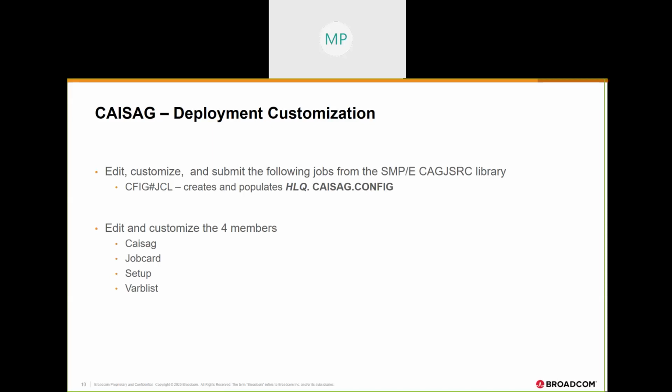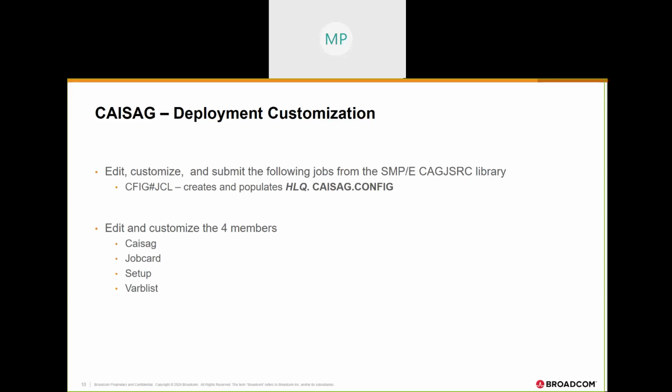So the 4 members that are created, the first is CAISAG. That's JCL, which submits the CAISAG program. It reads in the other 3 members and generates 18 jobs that are used to configure a system.